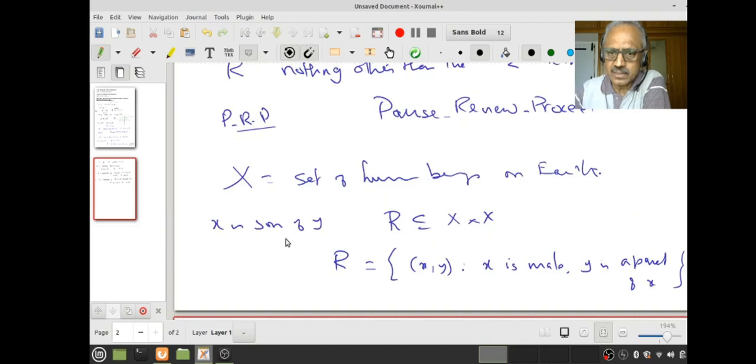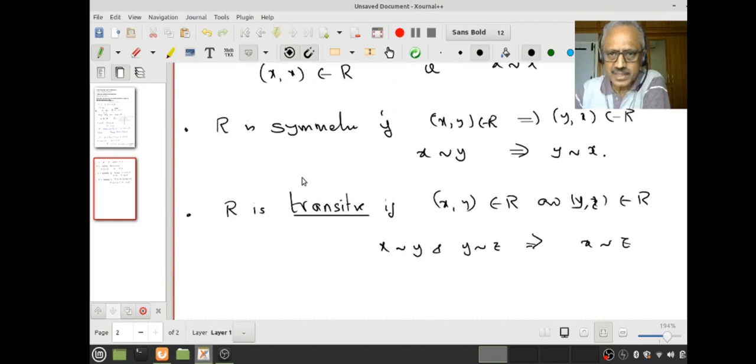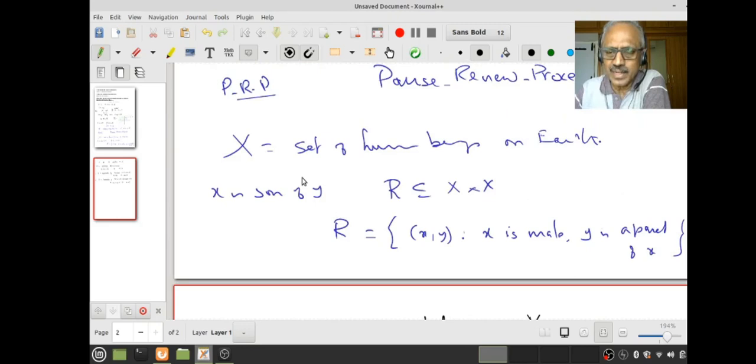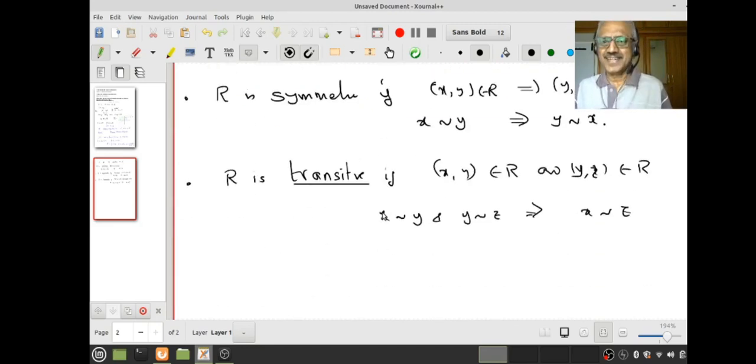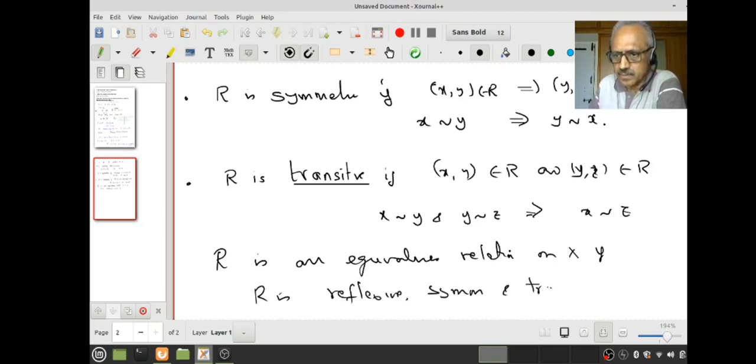But let's look at the son of relation. That relation is not reflexive, not symmetric, and not transitive. Why? If X is son of Y and Y is a son of Z, that means Y is also male, therefore Y must be father of X. Then X is a grandson of Z, not a son, right? So that relation is not transitive. So your relation R is said to be an equivalence relation on X if R is reflexive, symmetric and transitive.